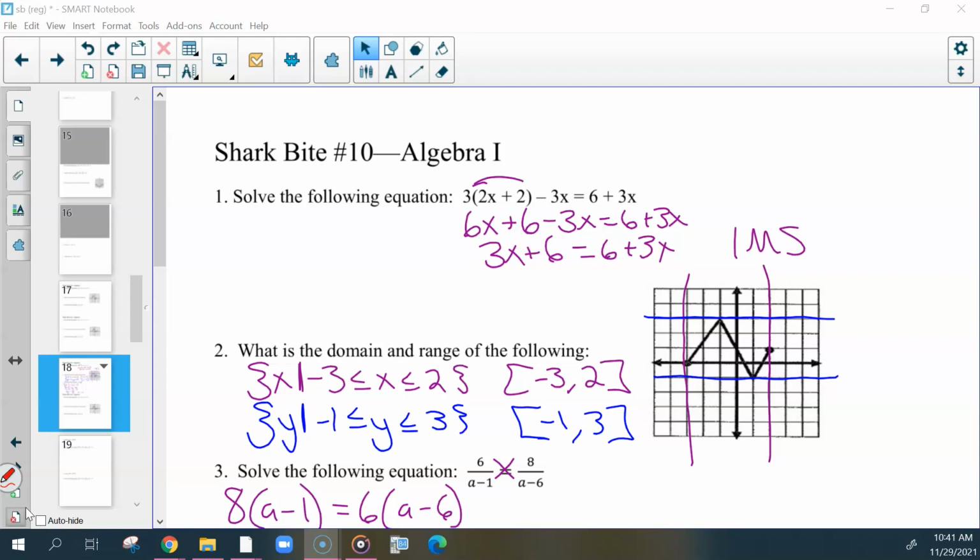What? No, I did it wrong. Or you could have kept solving, and you would have got either 0 equals 0 or 6 equals 6. Either way, that is a true statement, so this would still be infinitely many solutions.